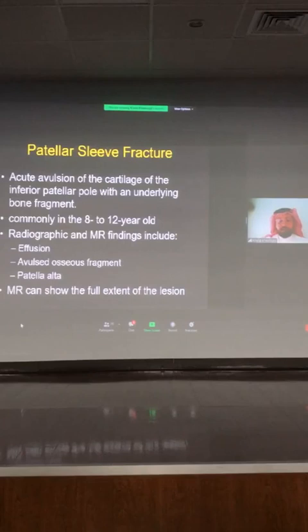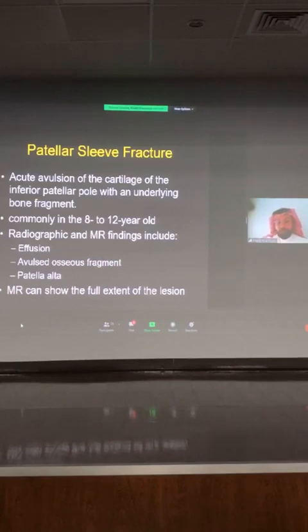Now let's go to the patellar sleeve fracture. It is important to differentiate the patellar sleeve fracture from the usual Sinding-Larsen-Johansson, which is another entity that affects the inferior pole of the patella. It's usually an acute avulsion of the cartilage of the inferior patellar pole with a bony fragment. It usually happens in patients between 8 to 12 years old.